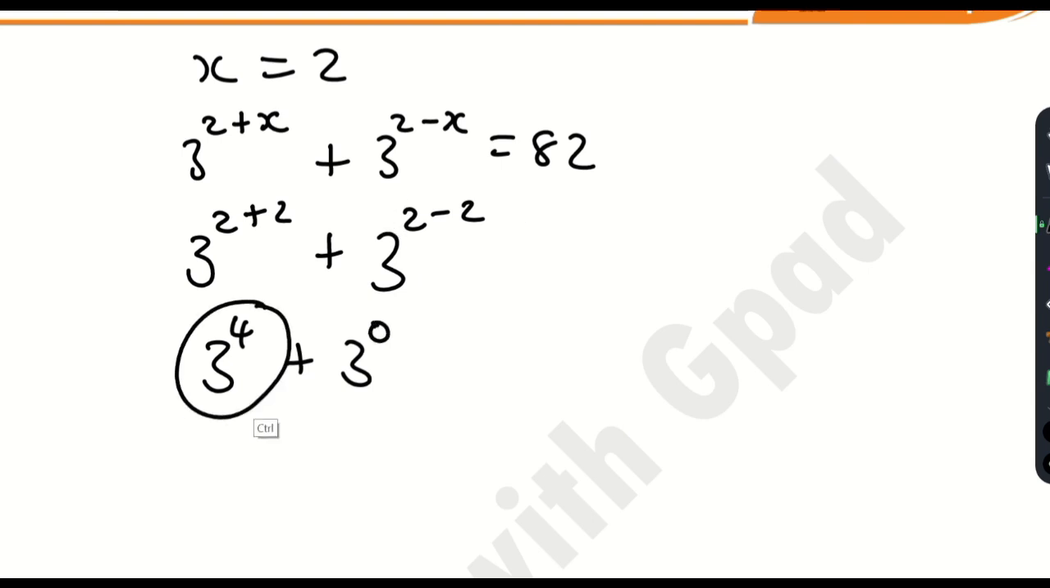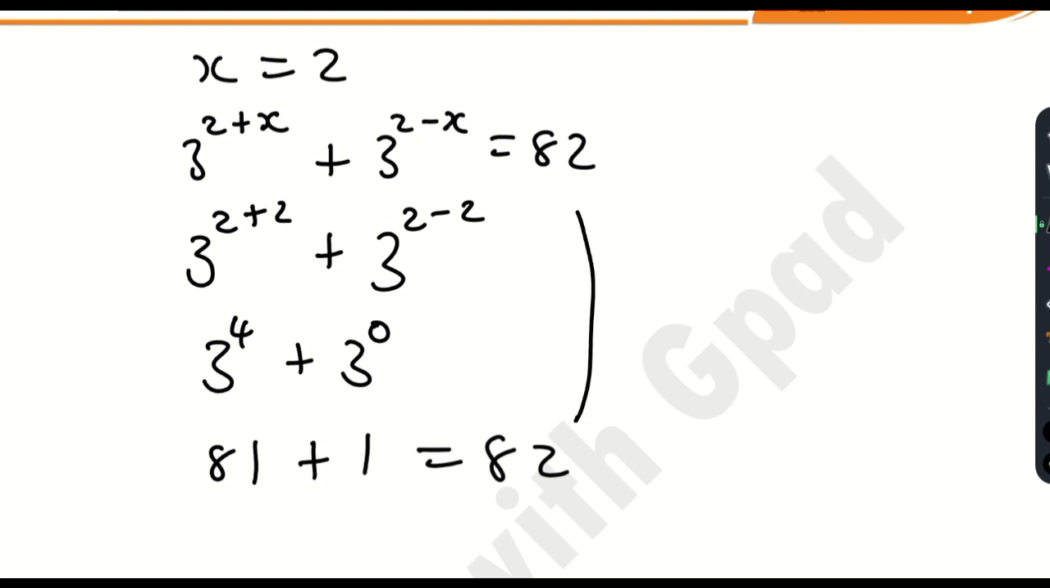So what do you have? 3 raised to the power 4 again is 81. And 3 raised to the power 0 is what? 1. When you add these two numbers, you get what? 82, as we have on the right hand side. So yes, the two values of x that will satisfy this equation are x is equal to 2 or x is equal to negative 2.